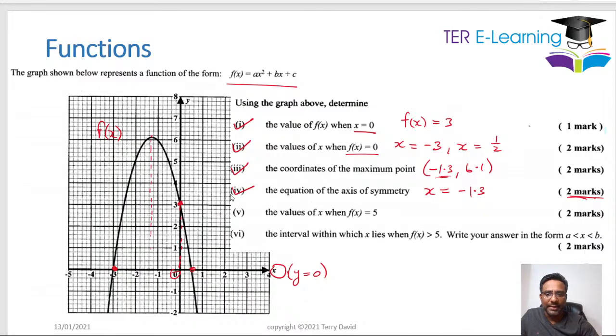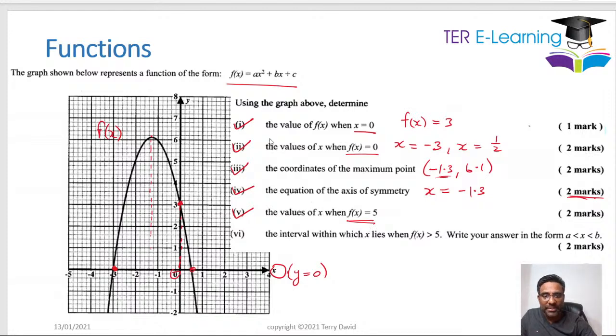The next thing they want now in part 5 is the values of x when f of x is equal to 5. Again, you have to be careful with this one, and they're giving you 2 marks for this. The values of x when f of x is equal to 5. Now, you all need to understand what this means. When they say f of x is equal to 5, what that really means is that you want to know where this graph, the quadratic, cuts the line y equal to 5. That's what the question is telling you.